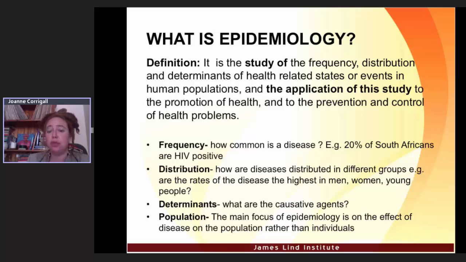Then distribution refers to how the diseases are distributed in different groups. So for example, are the rates of the disease highest in men, women, young people, or people living in certain areas? Again, you need to know that information in terms of your health promotion and health service activities. Determinants refers to the causative agents. We're not going to go into that much today; that'll be in the later series of your epidemiology lectures. And lastly, all of this information is applied to promoting health and preventing and controlling disease in the mass population. So the focus is on the population rather than individuals. You'll see from the examples how that comes into play.